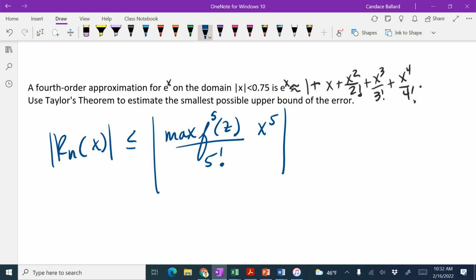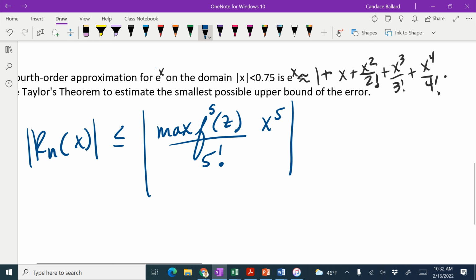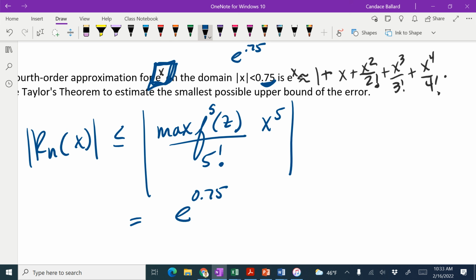So we have to talk about the biggest that e could be, because e is the function, right? The max the function can get is e to the 0.75. All I did is take what they wanted, the upper bound of the domain. It's going to be less than that number. So if I put that number in, that's the biggest my e could get. Does that make sense? All right, so the biggest I could get here is e to the 0.75.